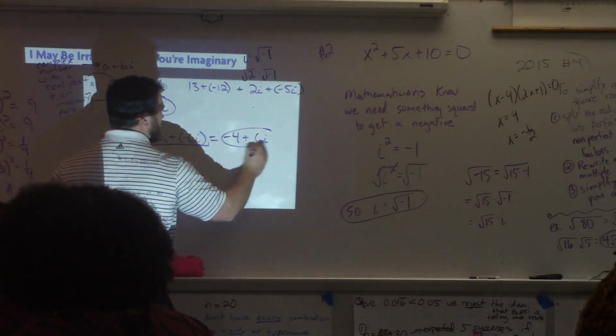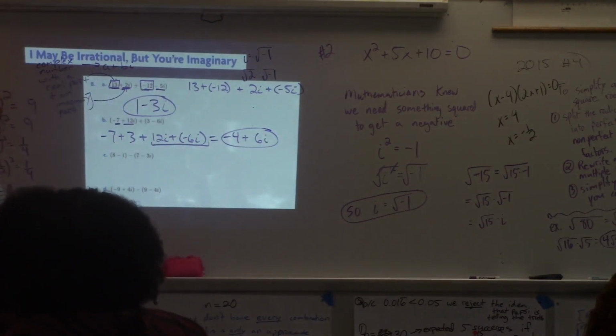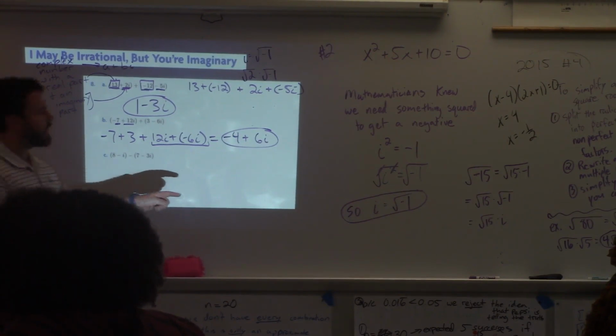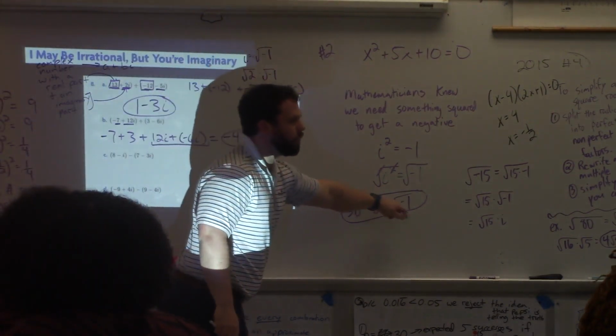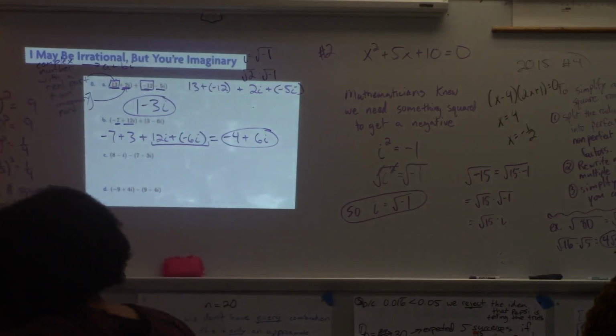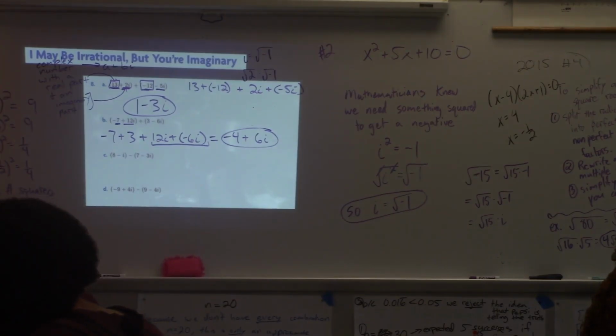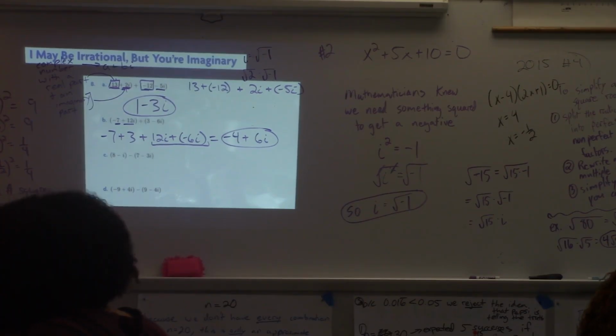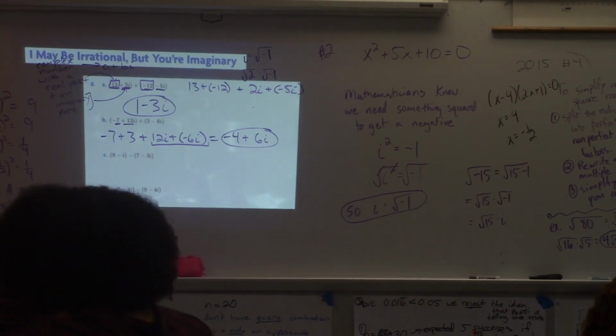I thought i is negative. No. i is the square root of negative 1, and I leave the i there unless I have an i squared. If I have i squared, I rewrite that i squared as negative 1, but i is i. So do you solve that? No, we're not solving anything. I don't have an equation. I simplify it. I have all the reals together, I have all the imaginaries together.